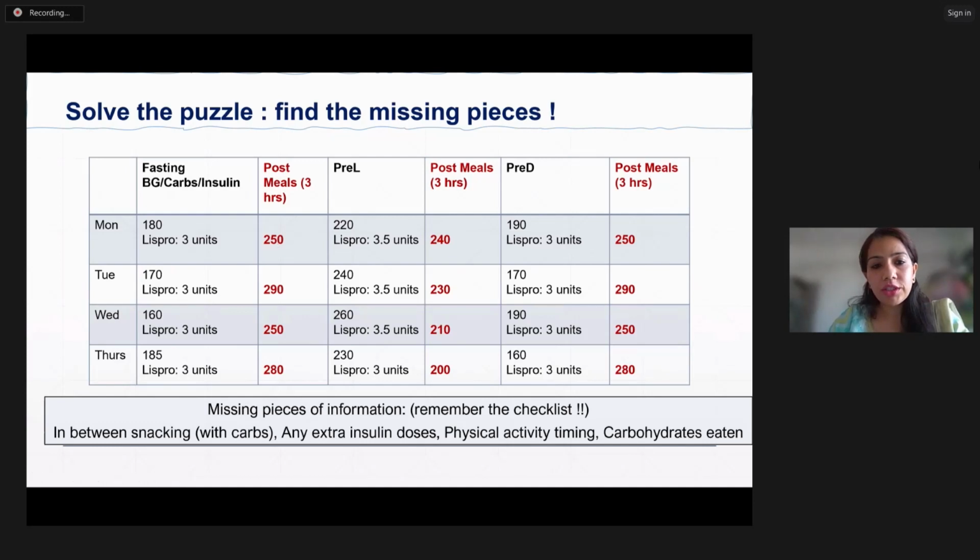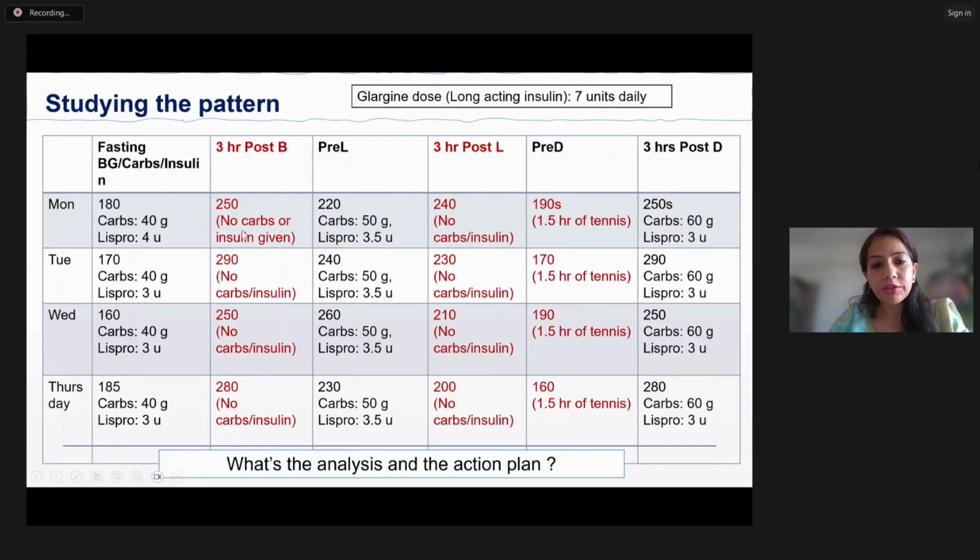So this is all the information you gathered here. So there are no carbohydrates or insulin that was given over here, and we see that overall there is nothing missing except for the fact that they're having some physical activity prior to the dinner, and that is what has caused this blood glucose to go to a little on the normal side.